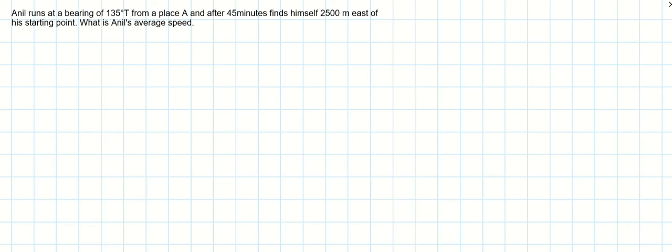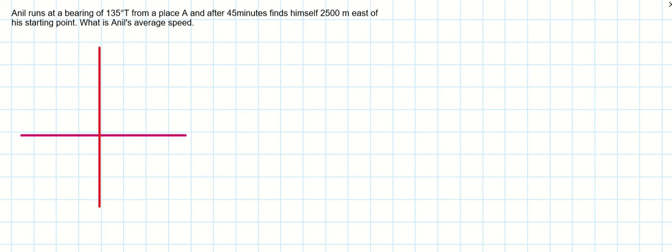So when you get sums on bearings, this is a typical example, a small example that I've given you. Anil runs at a bearing of 135 degrees from a place, and after 45 minutes finds himself 2500 meters east of his starting point. What is Anil's average speed? So the first and foremost thing you need to do in sums of this sort is draw a diagram.